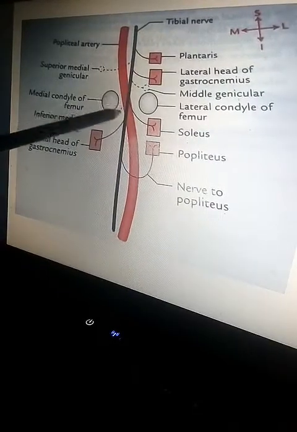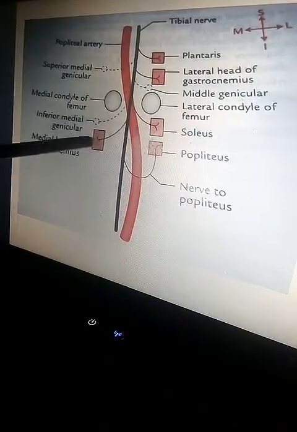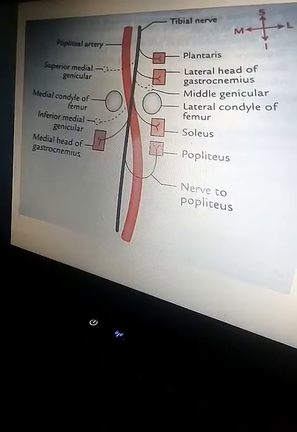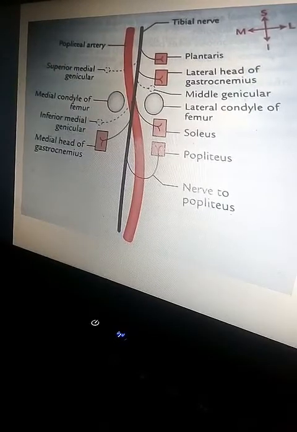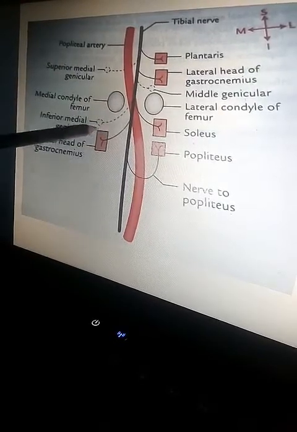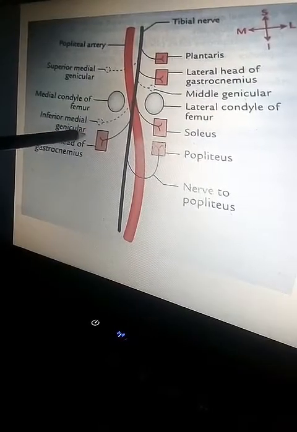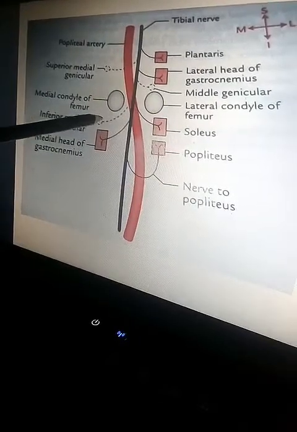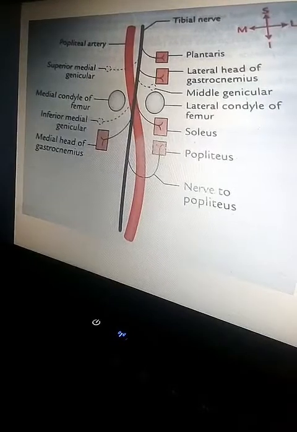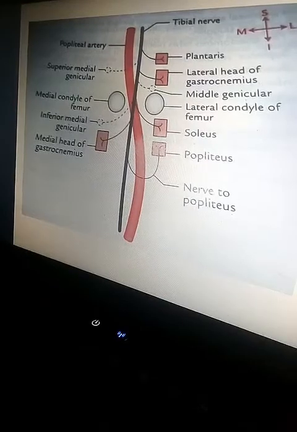The middle genicular nerve pierces the oblique popliteal ligament and supplies the interior of the knee joint. Cutaneous branch, it is called the sural nerve. Cutaneous branch of the tibial nerve is the sural nerve and arises about the middle of the popliteal fossa. It runs vertically downwards underneath the deep fascial roof of the fossa and leaves the fossa by piercing the roof near its inferior angle. Now, vascular branches supply the vasomotor fibers to the popliteal vessels. So this was about the tibial nerve.